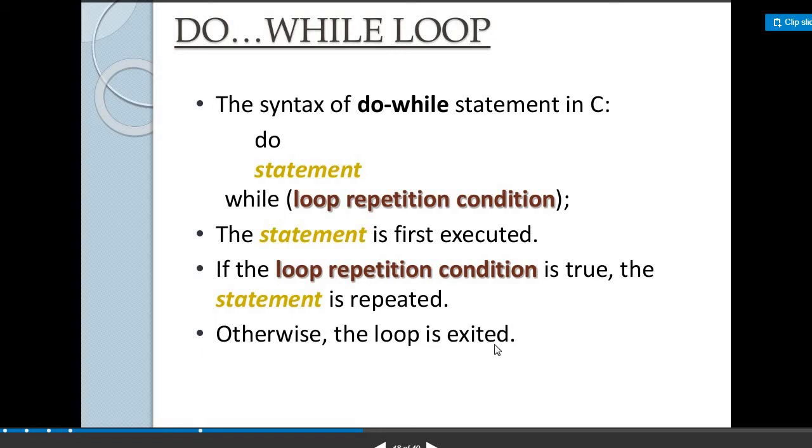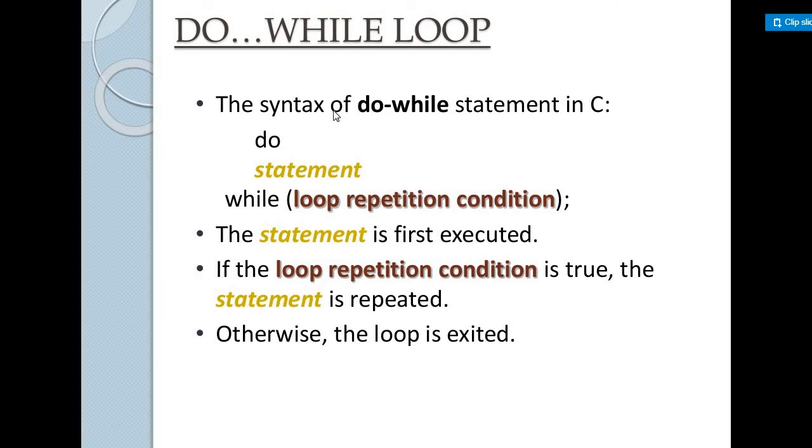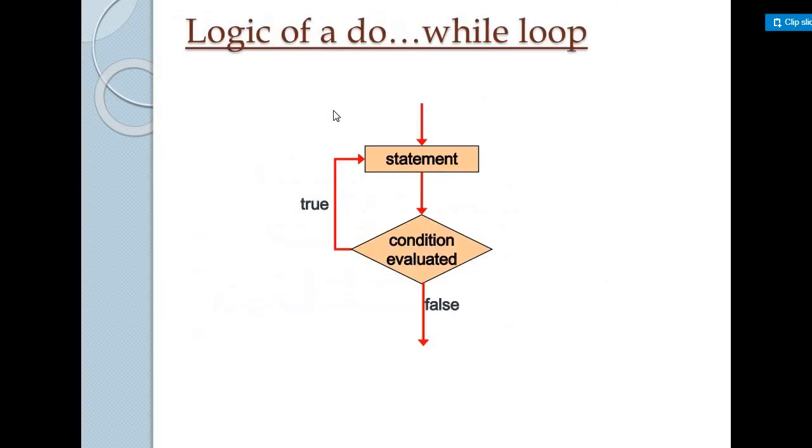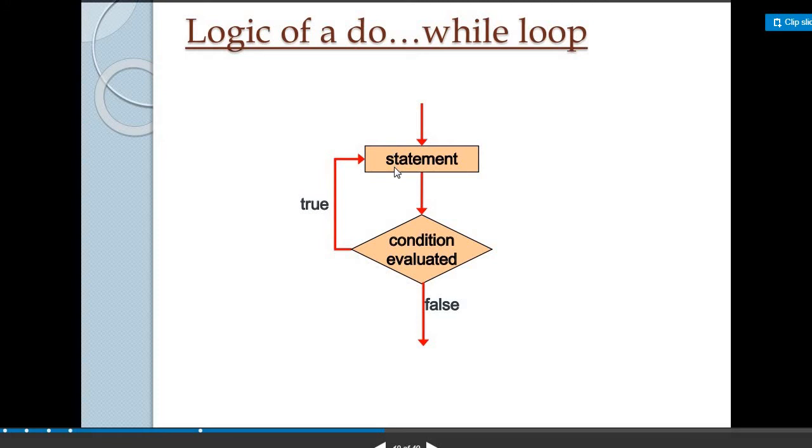Otherwise the loop is exited. That is why it is exit control, because at the end of the loop the condition is tested. So at least once the do while loop will execute before testing. So the logic is: statement, condition evaluated. If true, then again statement, condition evaluated. If false, then it is out. So the condition is tested at the end of the loop.